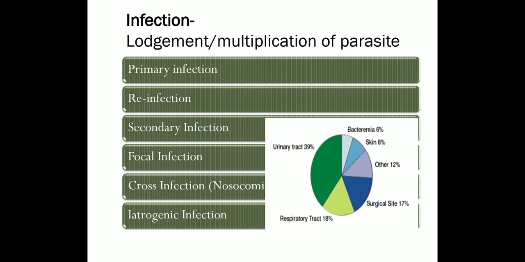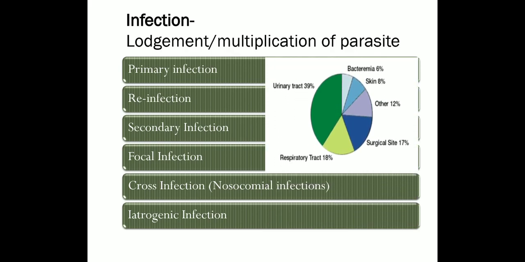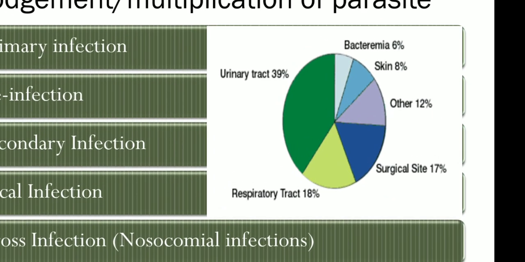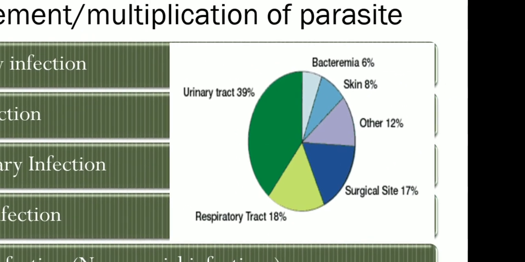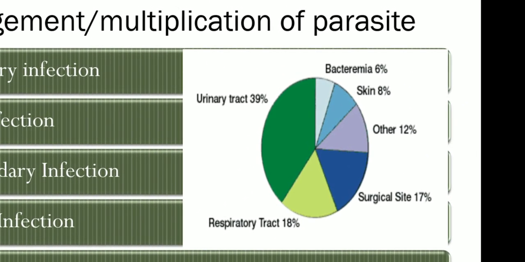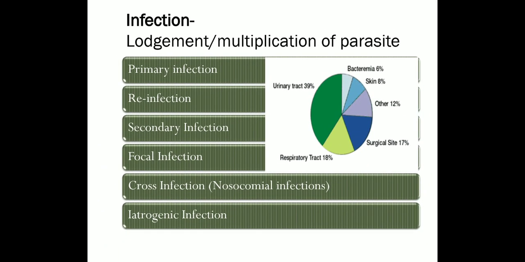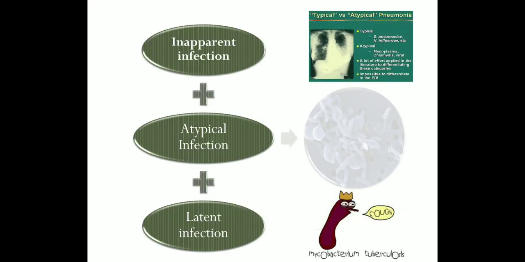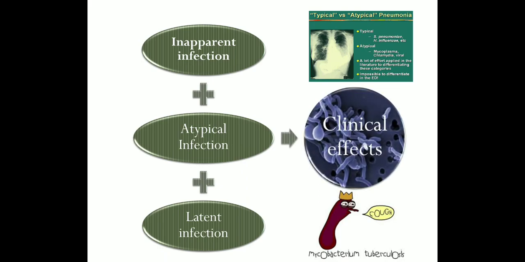So this is an example of certain iatrogenic infections. You can see here you have urinary tract infection, respiratory tract infection, bacteremia and surgical site infections. So these are a few of the examples. Now, what are the clinical effects of these microbes in the host?